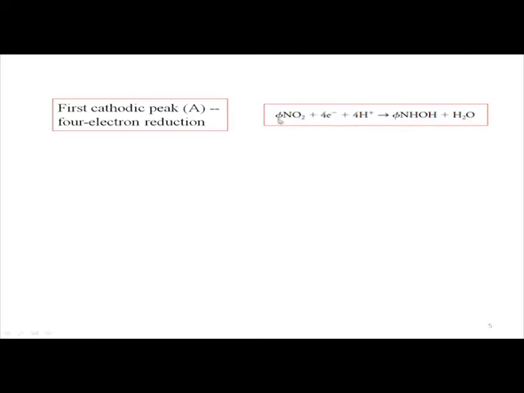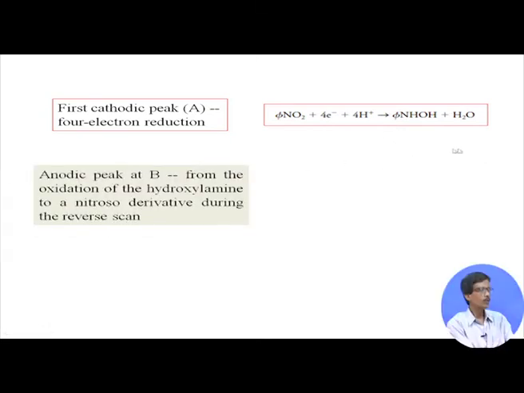So you have NO2, one of the oxygens will be removed from there and converted to water, and the nitrogen will have NO, then one of the O will be converted to OH and another H is attached to this, making it the corresponding hydroxylamine species. But when you go for the reverse scan, the anodic peak B, from the oxidation of the hydroxylamine, is not back to your nitro compound, but goes back to the nitroso compound during the reverse scan.